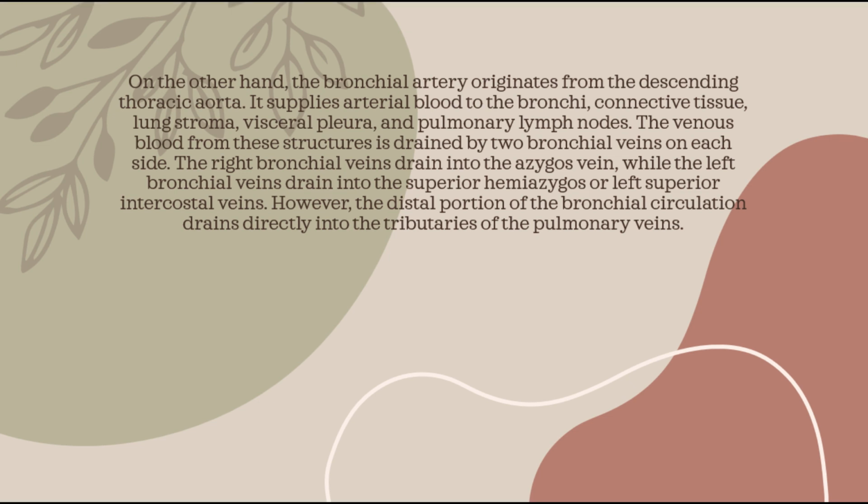On the other hand, the bronchial artery originates from the descending thoracic aorta. It supplies arterial blood to the bronchi, connective tissue, lung stroma, visceral pleura, and pulmonary lymph nodes. The venous blood from these structures is drained by two bronchial veins on each side. The right bronchial veins drain into the azygous vein, while the left bronchial veins drain into the superior hemiazygos or left superior intercostal veins. However, the distal portion of the bronchial circulation drains directly into the tributaries of the pulmonary veins.